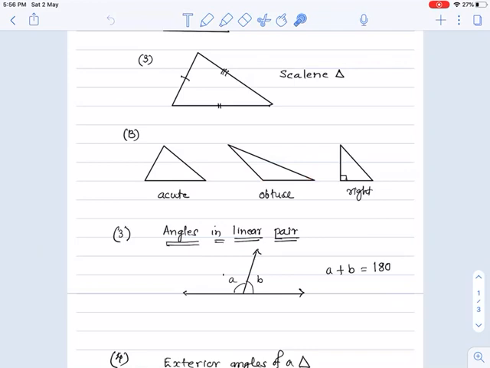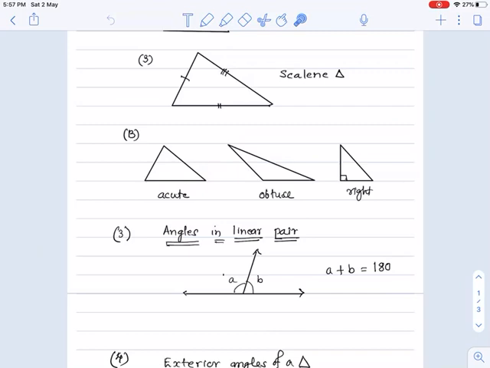In an obtuse angle triangle, if you observe this angle, you can find this angle is greater than 90. So one angle of an obtuse angle triangle is bigger than 90. Then what can you say about the remaining two? The remaining two angles are acute, but one angle is obtuse. Therefore this triangle is called an obtuse angle triangle.